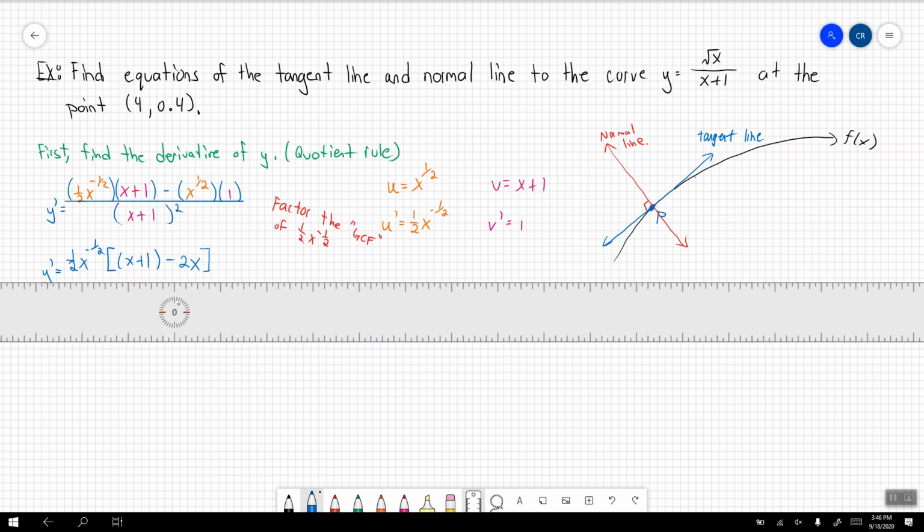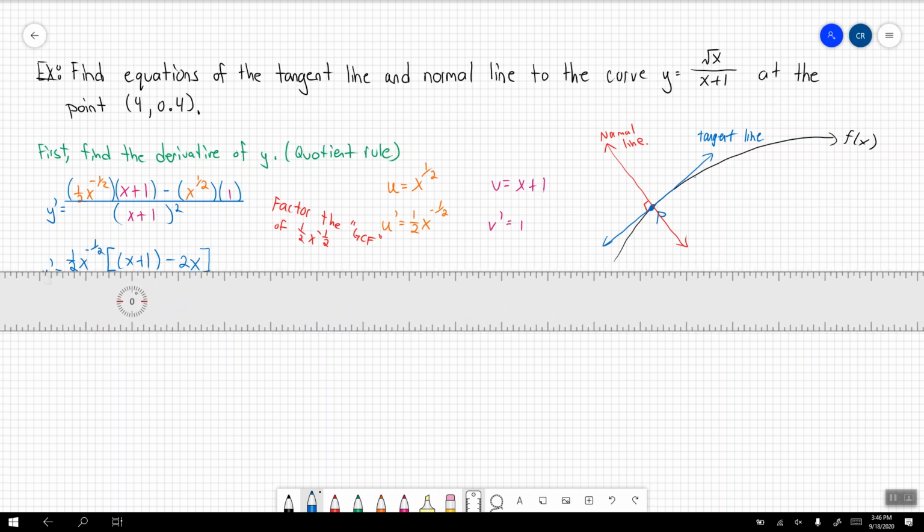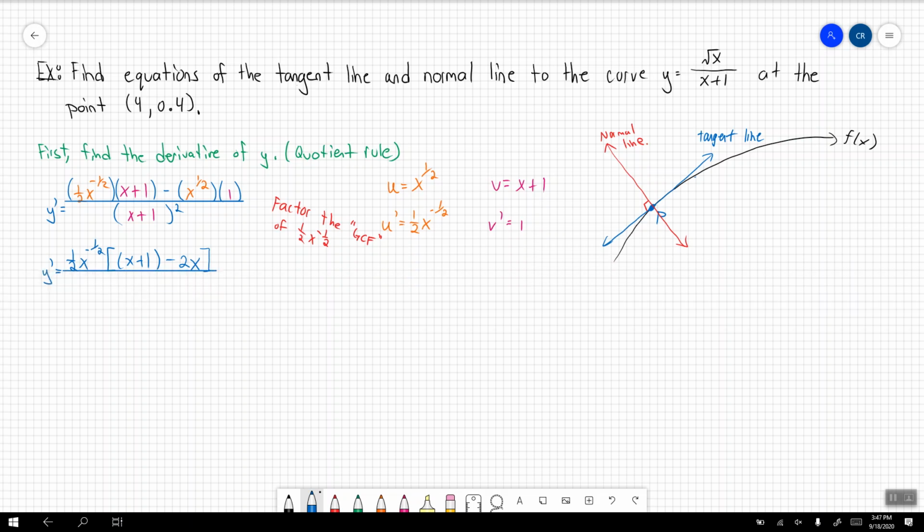And all of this is going to be divided by x plus 1 to the power of 2. Okay, that's looking great. Let's simplify a little bit more.